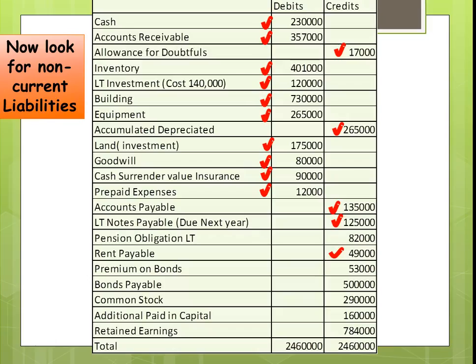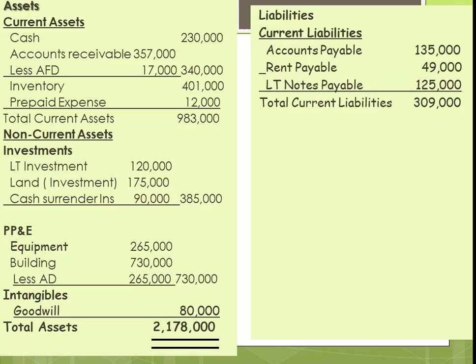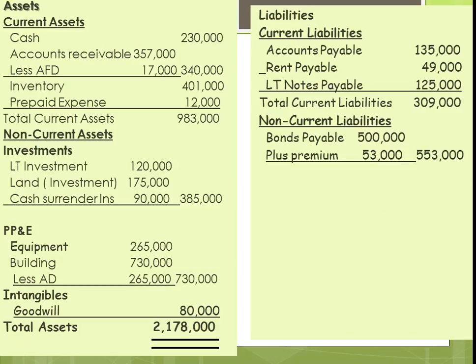Now we can look for our non-current liabilities. So we have bonds payable, a premium on bonds, and a pension obligation. Now we can go to the non-current liability section. We would do our bonds payable plus our premium, which means that people paid us more than the face value of the bonds. And we then add in our pension obligation, and now we know our total liabilities.